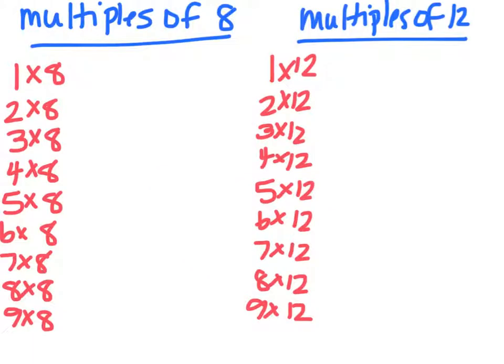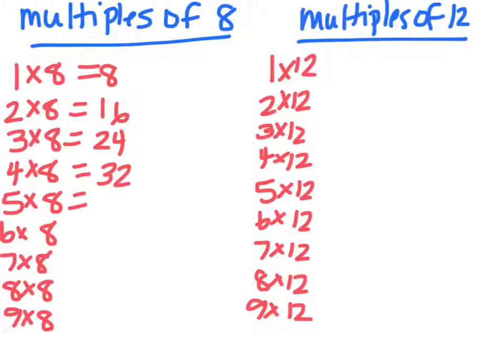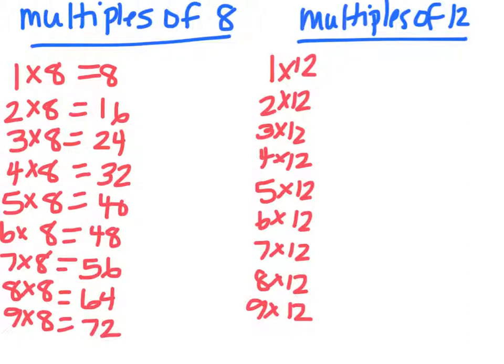So we find the multiples of 8 and 12 as follows. We simply take 8 times 1 to get 8, 8 times 2 for 16, 8 times 3, 24, 8 times 4, 32, 8 times 5, 40, and so on. Notice that each product simply goes up by 8. So 8 plus 8 is 16, 16 plus 8 is 24, and so on.